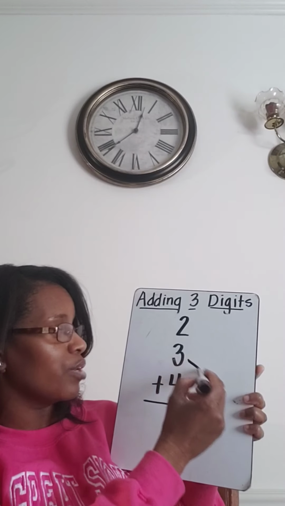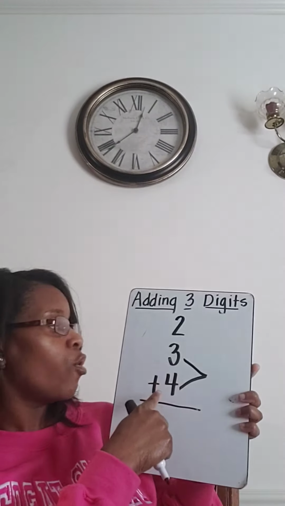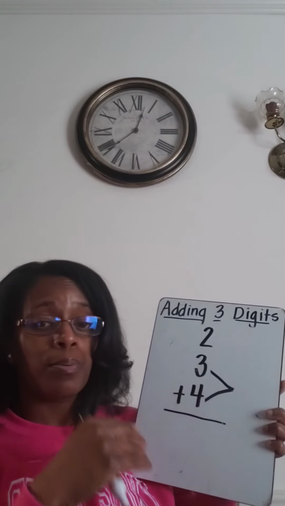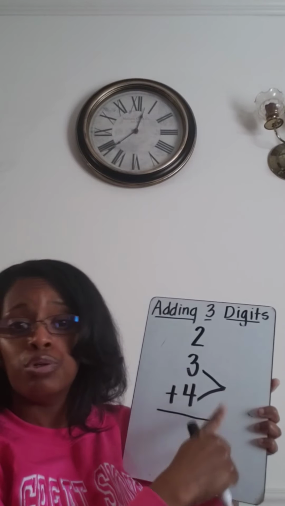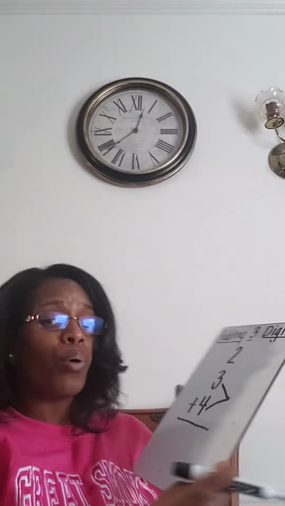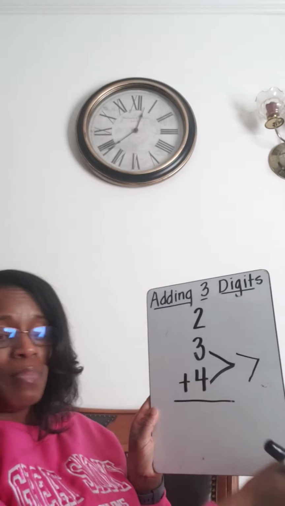Let's do 3 and 4. Okay, so let's do 3 and 4. We're going to start with 4 in our head and hold up 3 fingers. But you can also do your circles, whatever works best for you. So let's do 4 in our head, 4 and 3 fingers. 4, 5, 6, 7. Okay, so 3 and 4 gave me 7.